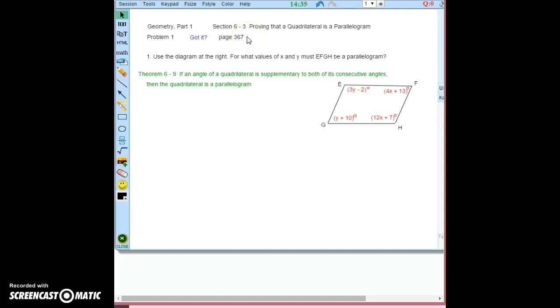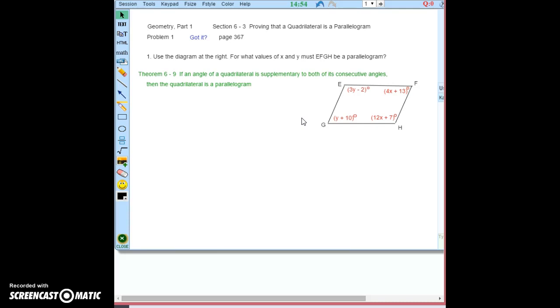This is section 6.3, proving that a quadrilateral is a parallelogram. Problem 1, the Got It on page 367. Use the diagram at the right. For what values of x and y must E, F, G, H be a parallelogram?